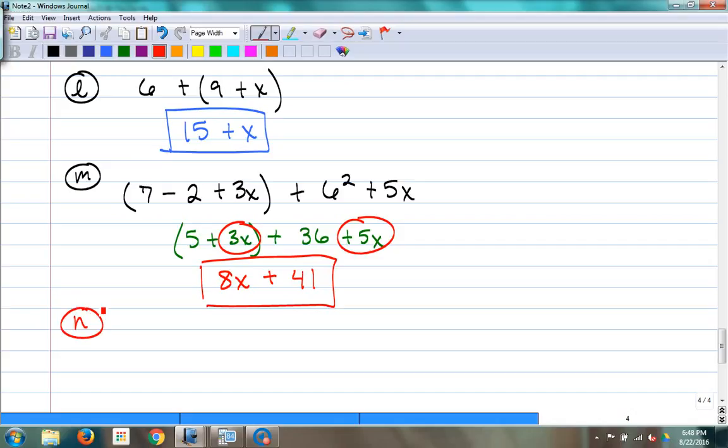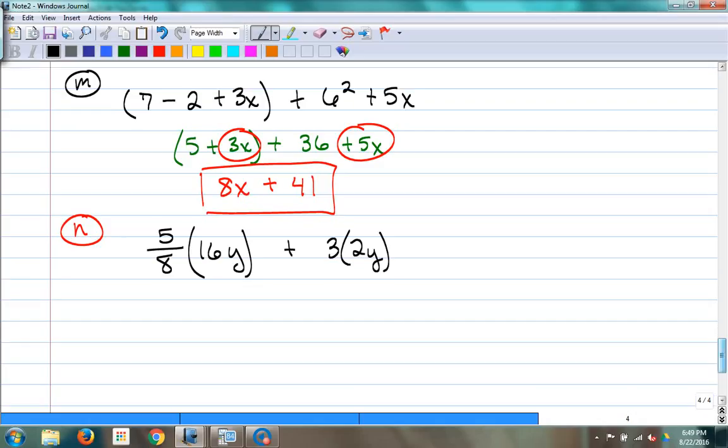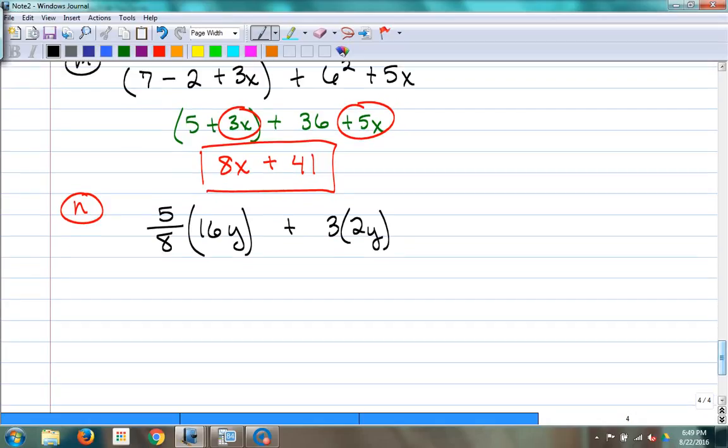All right. Example N. Let's throw a fraction in there: 5 over 8 times (16y plus 3 times 2y). So throw a little fraction in there just because we need it. Life's a fraction. Once your life is no longer a fraction, it's over, because you've lived the full thing.